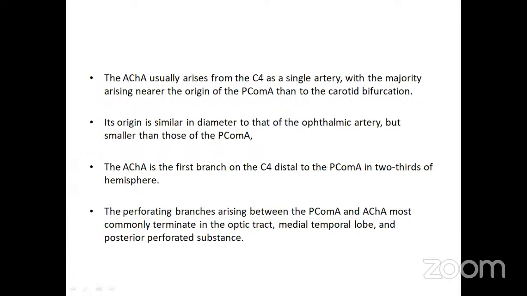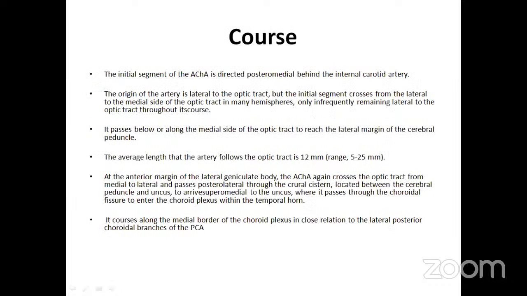Anterior choroidal artery. This is the branch of the third segment, that is, the choroidal segment of the supraclinoid portion. It usually arises from C4 as a single artery, and its origin is usually similar in diameter to that of the ophthalmic artery, but is smaller than that of the posterior communicating artery. So the course of the anterior choroidal artery, this is important. I will show the pictures also of the course of the anterior choroidal artery.